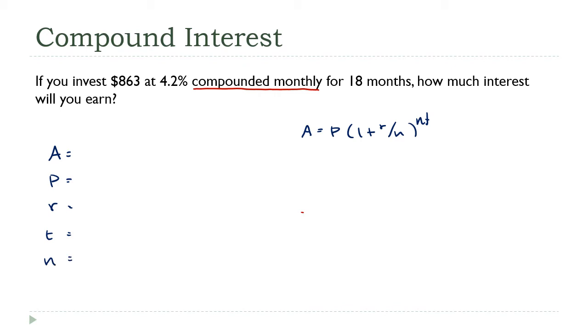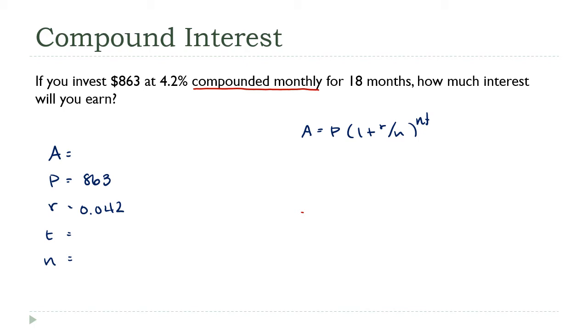If you invest $863, that's the principal, at 4.2% compounded monthly, that's 0.042, for 18 months. Okay, here's where we have to be careful. Remember, the 4.2% interest rate is an annual rate. It's in years. So my time value also has to be in years.